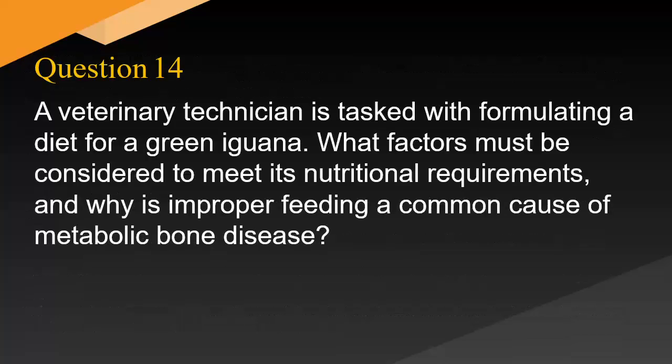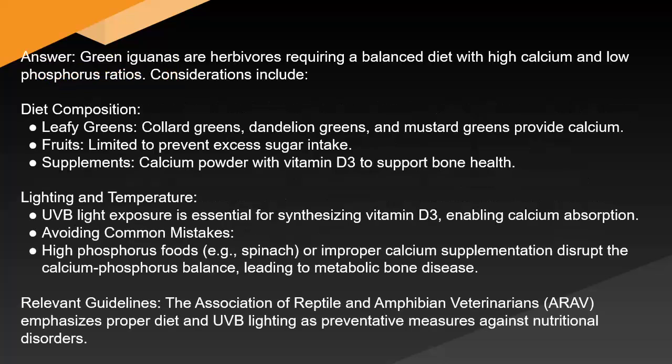A veterinary technician is tasked with formulating a diet for a green iguana. What factors must be considered to meet its nutritional requirements, and why is improper feeding a common cause of metabolic bone disease? Answer: green iguanas are herbivores requiring a balanced diet with high calcium and low phosphorus ratios. Considerations include diet composition. Leafy greens, collard greens, dandelion greens, and mustard greens provide calcium. Fruits, limited to prevent excess sugar intake. Supplements, calcium powder with vitamin D to support bone health.